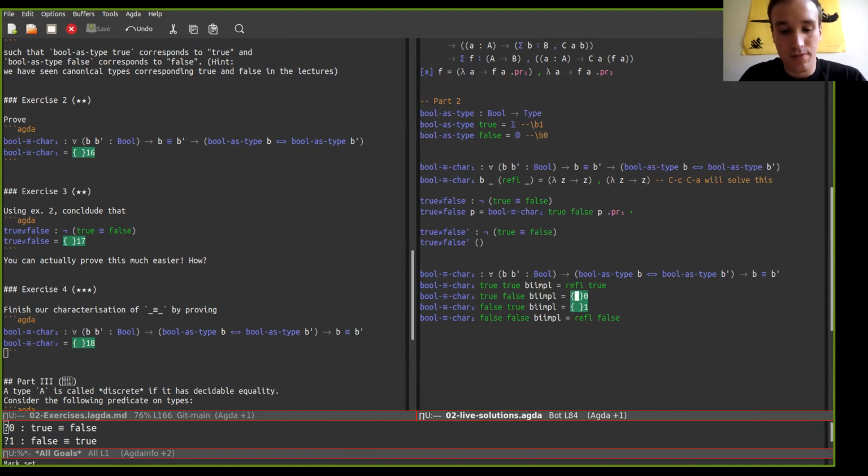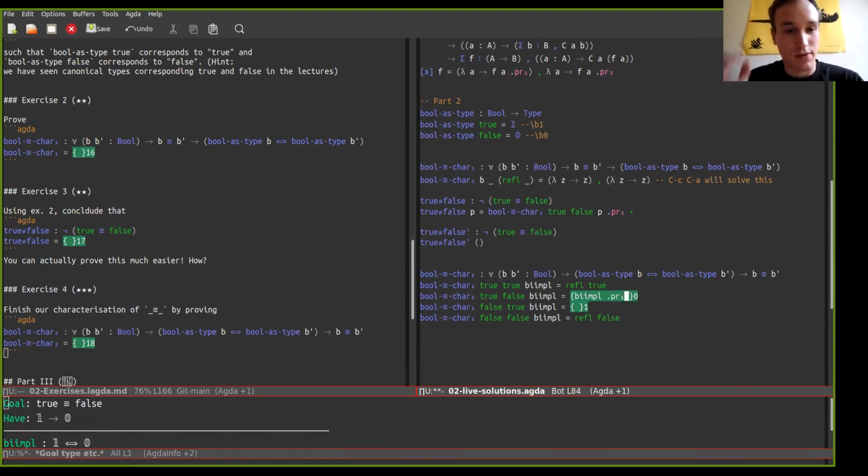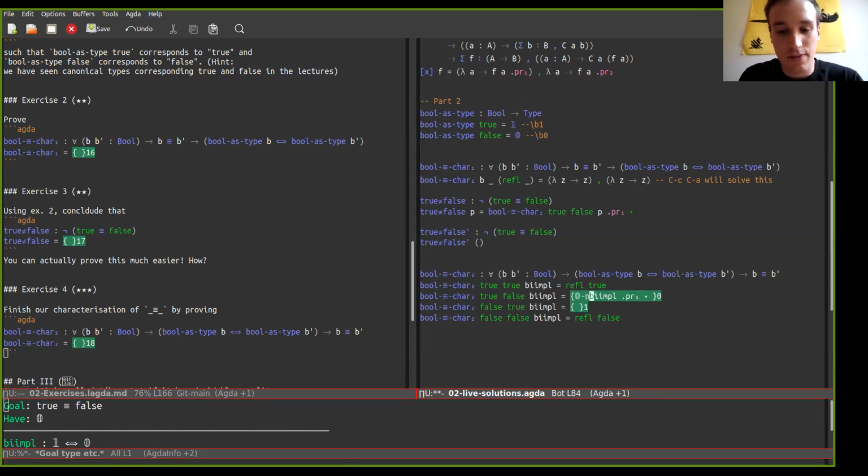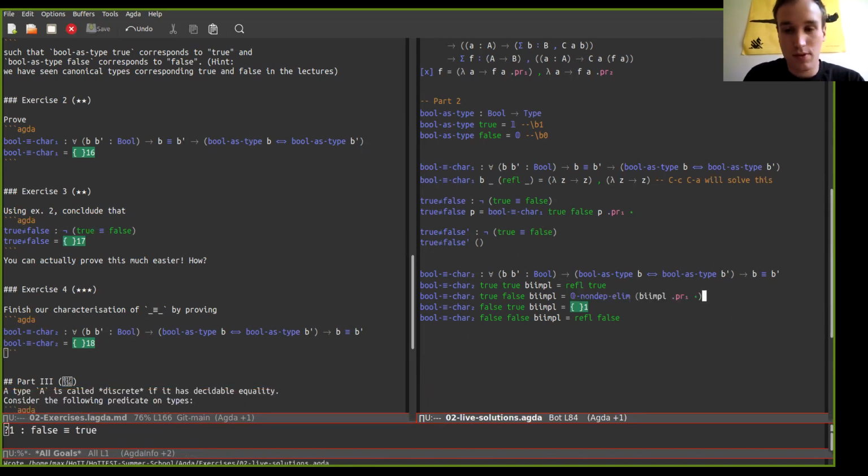By info, and then take the first projection. This will give us something from 1 to 0. So we can plug in the star, the inhabitant of 1. We get something of 0. And then I think in Martin's notes, I have to look at my solutions, you should use the non-dip elim.